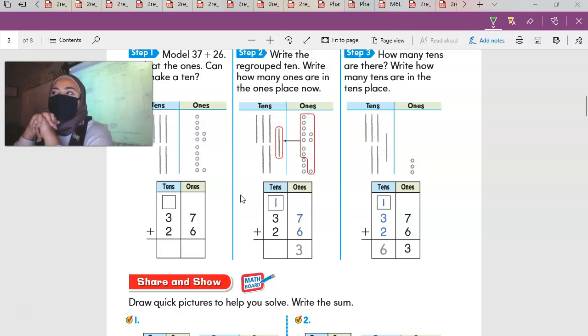I'm not done yet. 6 plus 6 is 12. 7 plus 7 is 14. 8 plus 8 is 16. 9 plus 9 is 18.